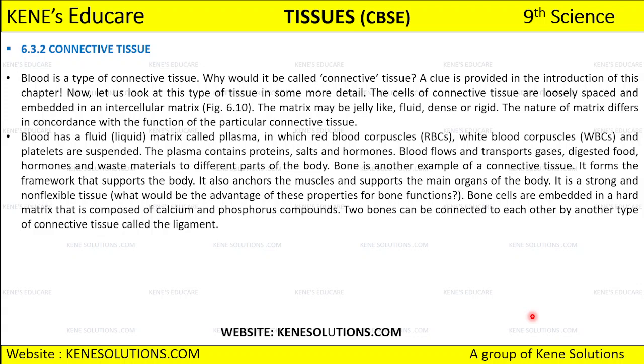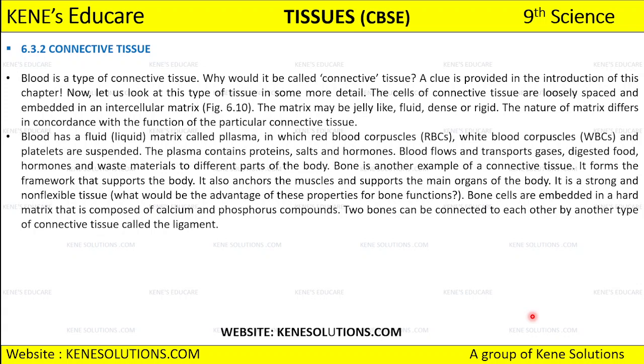It is going to be jelly like, fluid, dense or rigid, and the nature of the matrix is going to differ. Now how does this nature of the matrix differ? It differs with the function of the particular connective tissue. ठीक है? So as I told you, blood is a type of connective tissue, it is going to have a fluid, and this fluid is going to be a liquid matrix which we call plasma. ठीक है? Blood को क्या बोलते हैं हम?